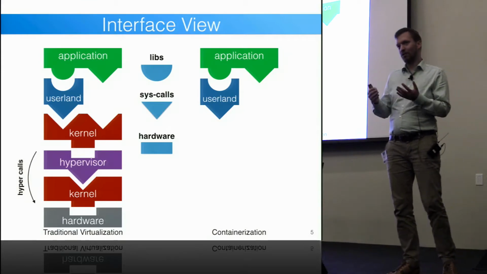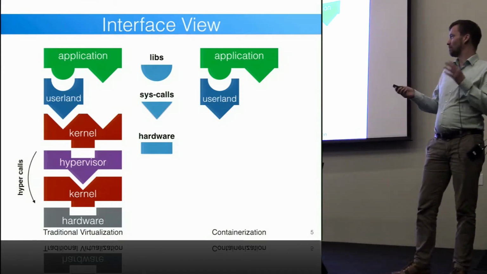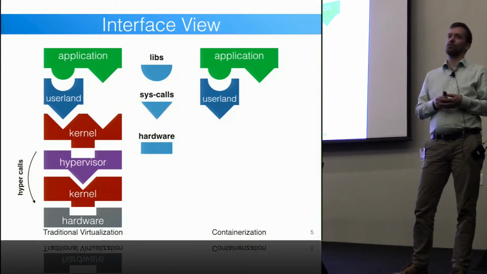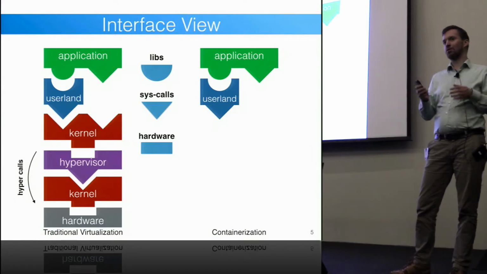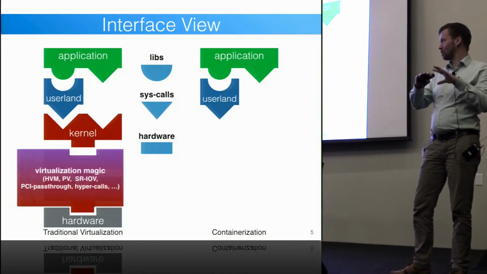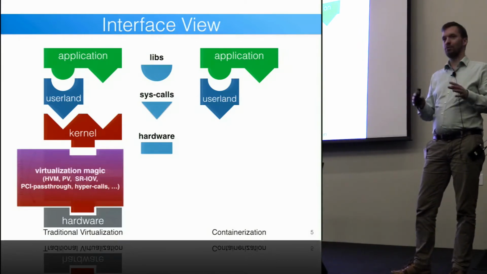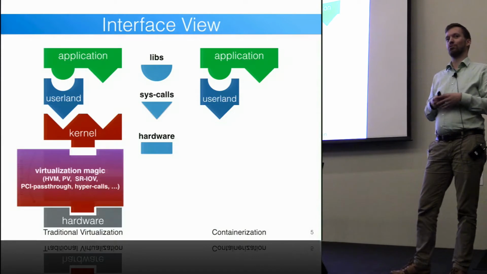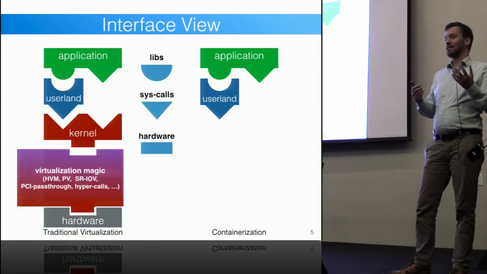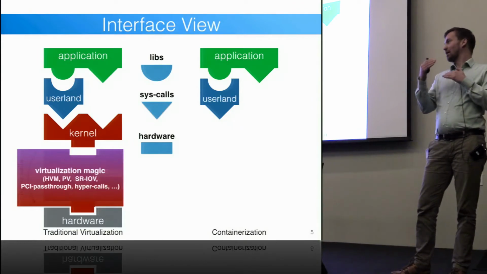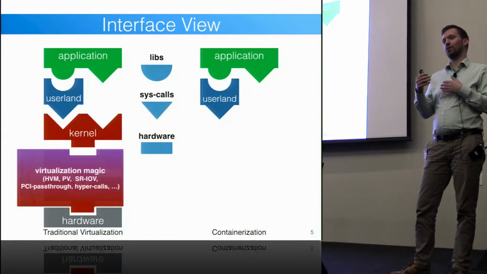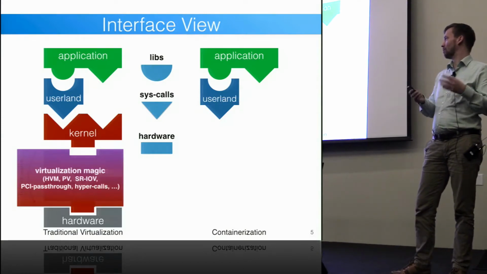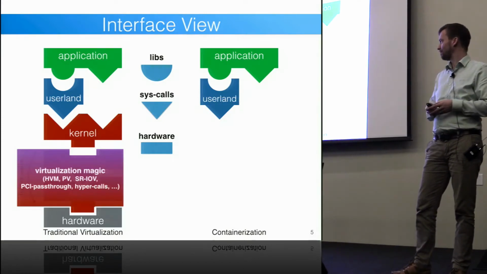Depending on the technology used for virtualization, this can be different. You can use hypercalls, emulated devices, PCI pass-through and all this jazz. But I would like to just blur it and say, okay, you have virtualization magic, and you could have different techniques used to optimize your emulation and make it much faster. But in essence, it's just a layer in between the hardware and the kernel of the guest to emulate the virtual machine, or to emulate the hardware.